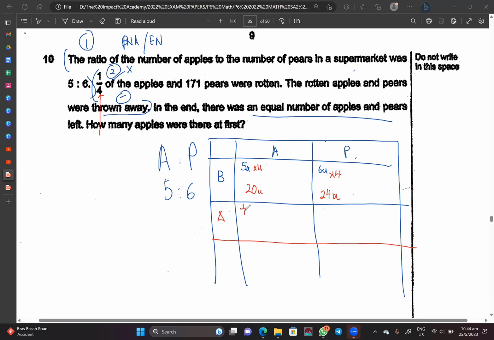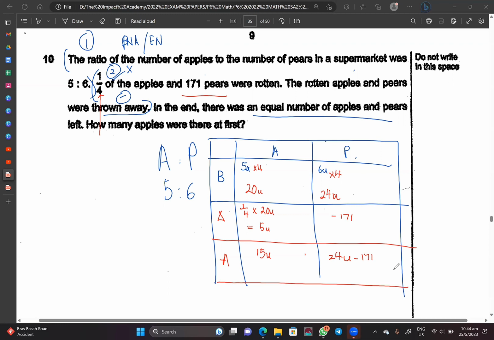Now, when I do 1/4 times 20 units, I get a very nice number of 5 units. So what is this 5 units? These 5 units are the rotten apples that I am going to throw out. Make sense? So what is my after? My after over here has to be 15 units. Does that make sense to you? Okay, and for pears, very simple, right? Minus 171. Do I need to change anything? No, I don't need to. And what I can say is that it will get me to 24 units minus 171.